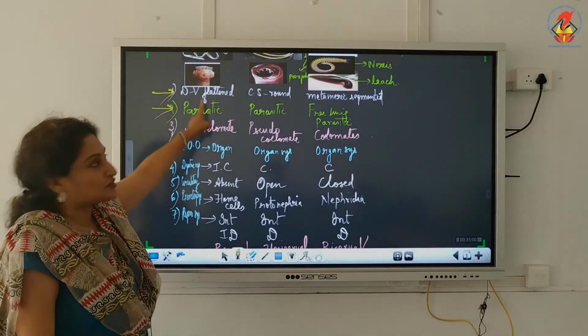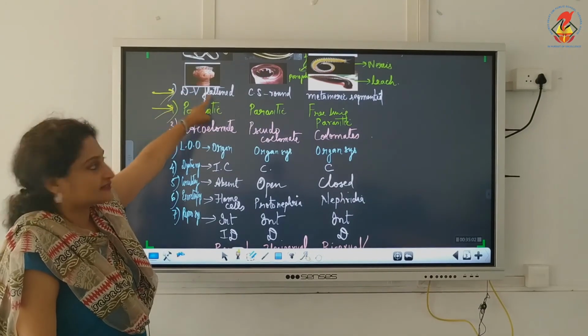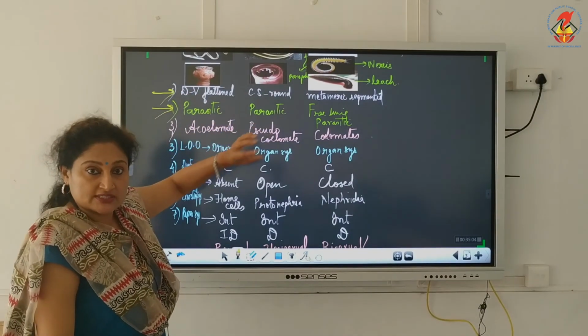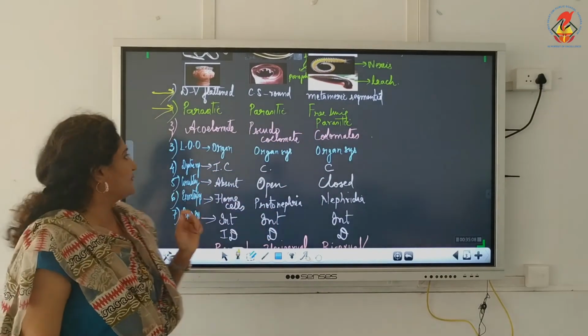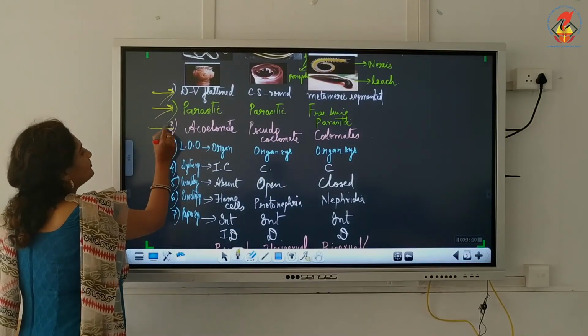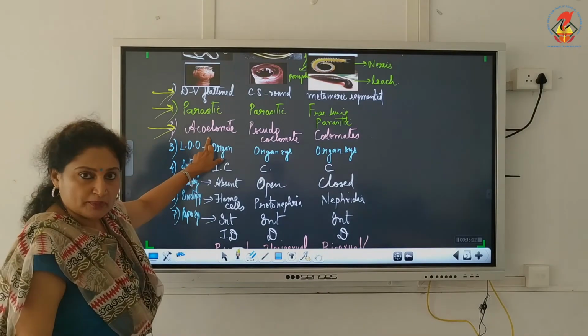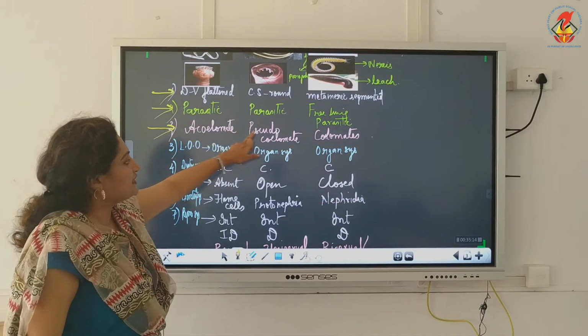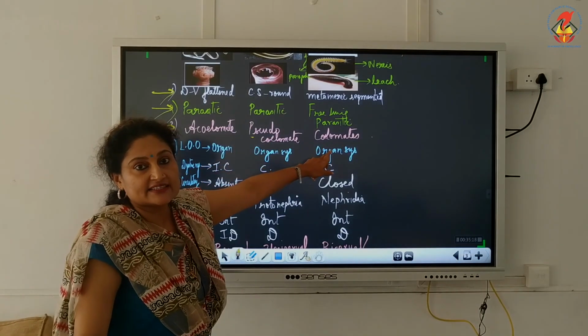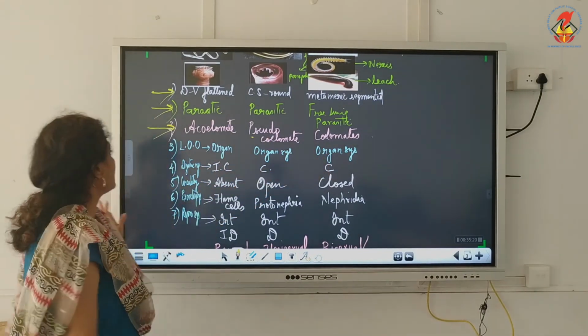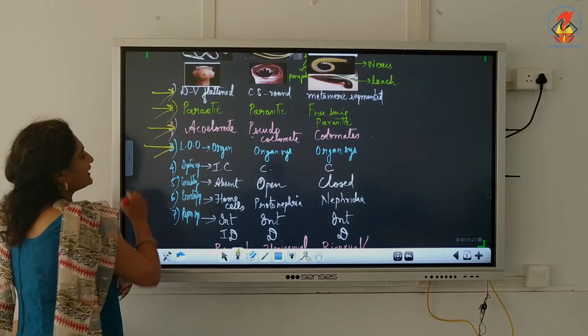These have mouth parts with hooks and suckers. These have mouth parts which are sucking type with teeth, and here they have mouth parts which are suctorial. Next, the coelom. These are acoelomate, that means they do not have coelom. These have a false coelom, so they are called pseudocoelomate, and the last category are coelomates. They have a true coelom.